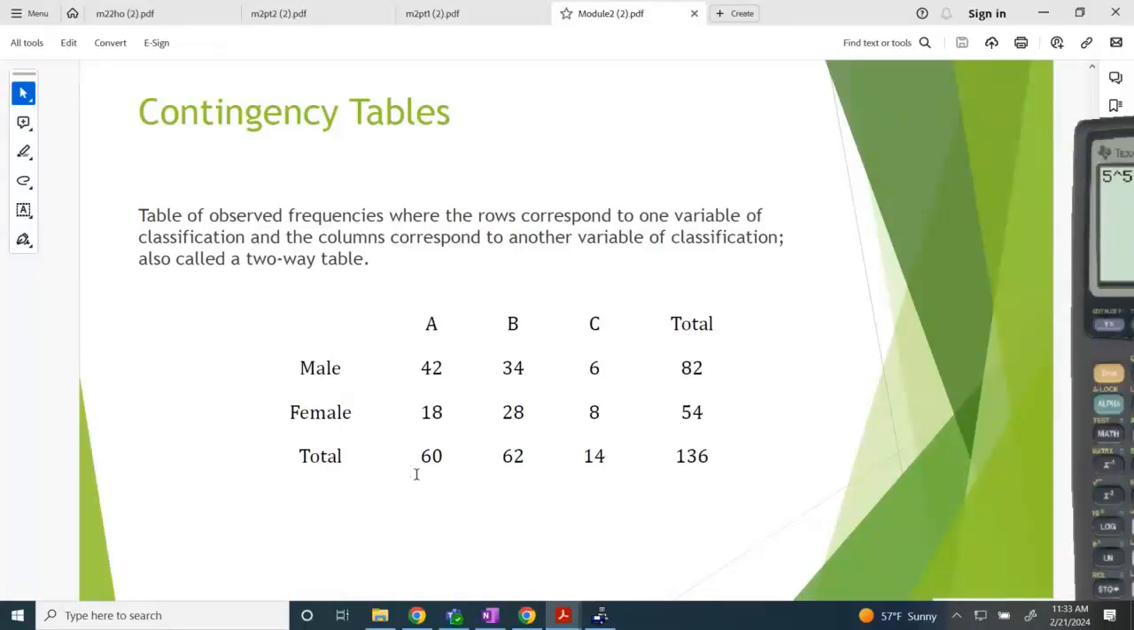Notice that the column total and the row total are exactly the same. There are 136 people, and then there are 136 grades, right? A, B, and C. So from this contingency table, we can pull out probabilities. All right, so I'm going to go into OneNote.